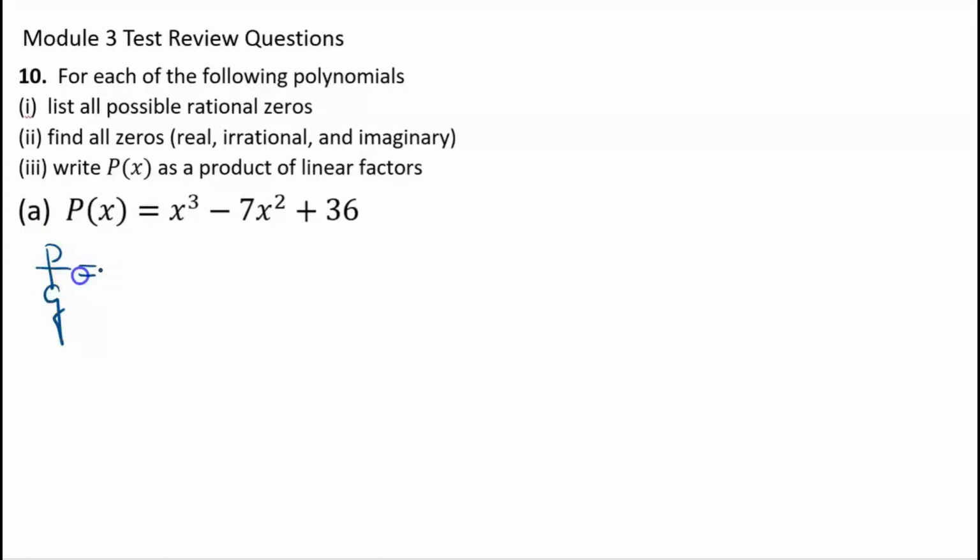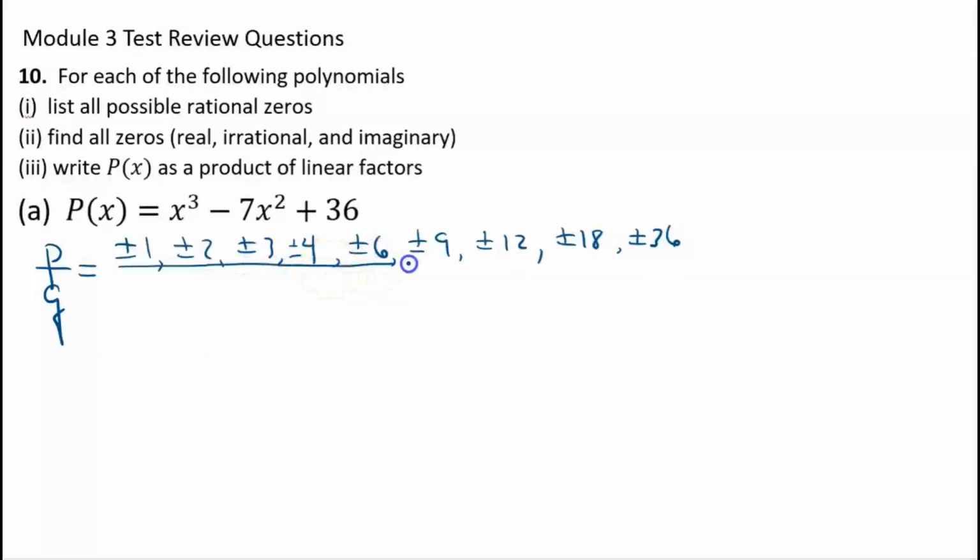It really doesn't matter what you call it. The top is all the factors of the constant, which is 36. There's a lot of numbers that divide into 36. 1, 2, 3, 4, 5 doesn't, 6 does, 7 doesn't, 8 doesn't, 9 does, 10, 11, 12 does, and then, even 18 and 36. Can't forget the one at the end.